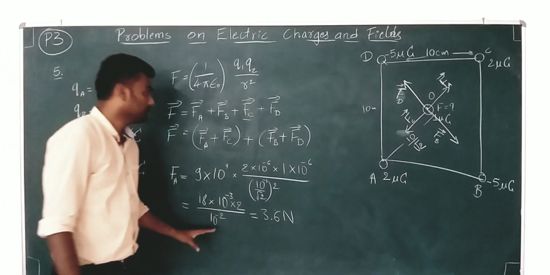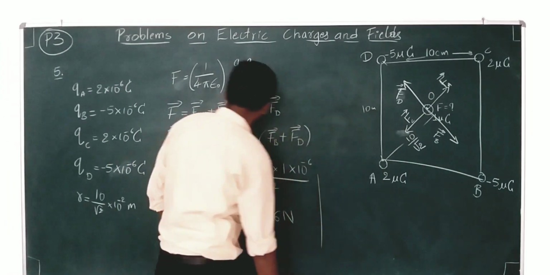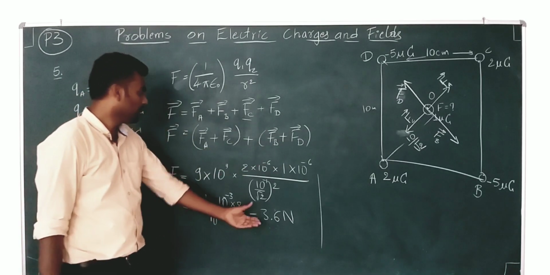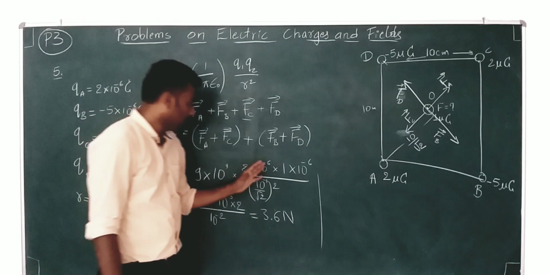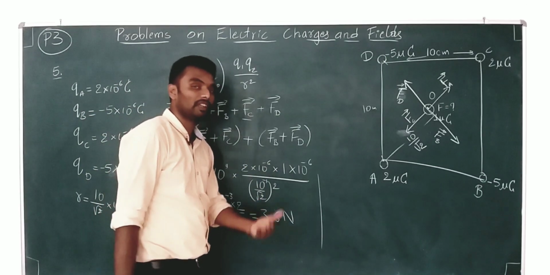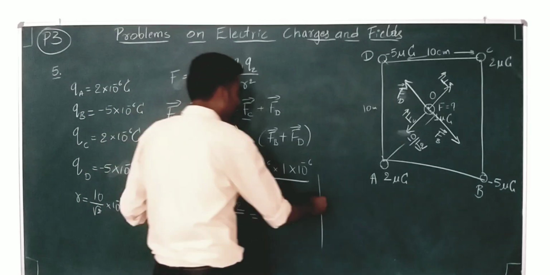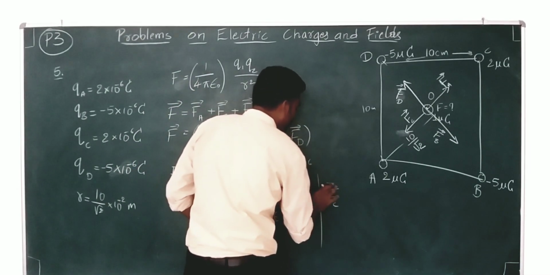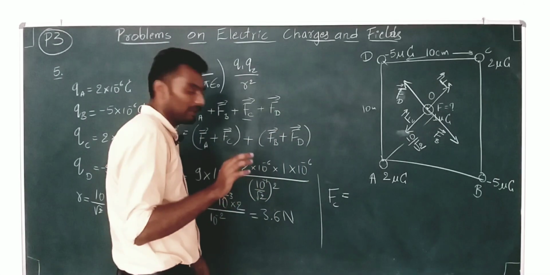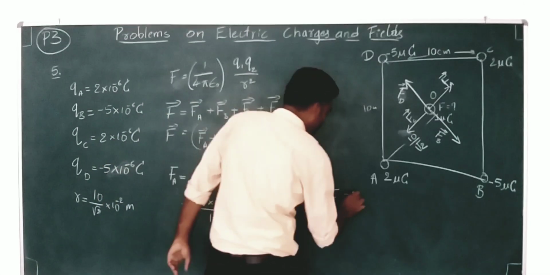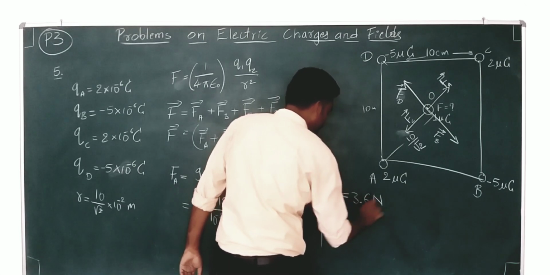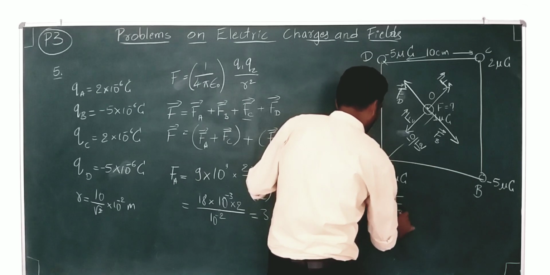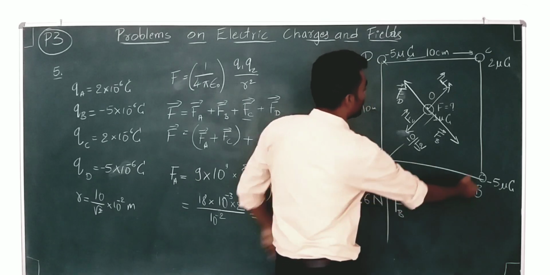And similarly, you can work for the force due to other charges, Fc, Fb and Fd. You will get different values. I am not going to simplify them, you should simplify and put them. I will directly write the value of Fc and Fa and all. So the magnitude of Fc will be equal to that of Fa, which is 3.6 Newton, and Fb will be force due to charge B.